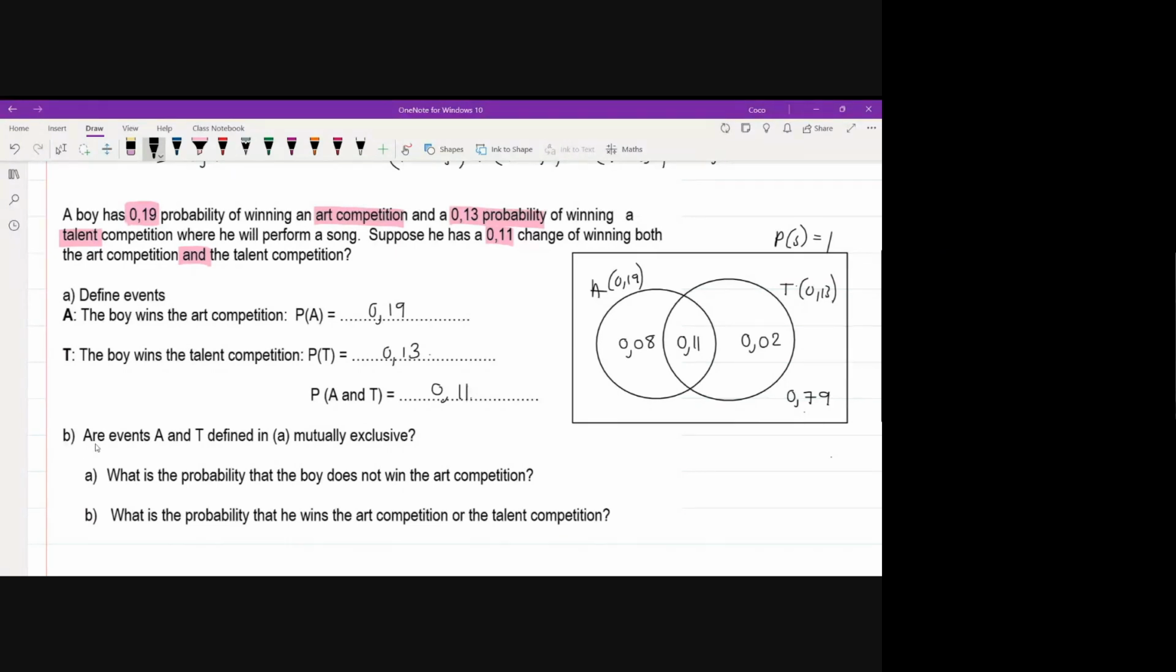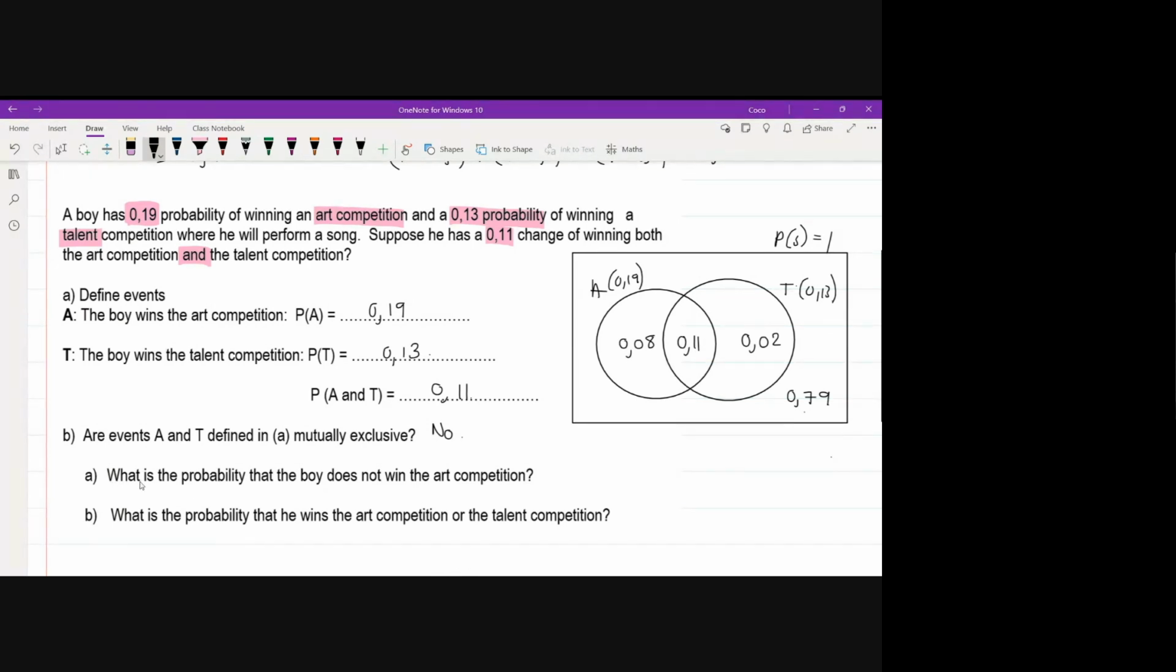The next question says, are events A and T mutually exclusive? This is a yes or no question. What do we think, guys? Good, Vanessa. The answer is no, because he can do both. He can win both the art and the talent competition. So no, they're not mutually exclusive.